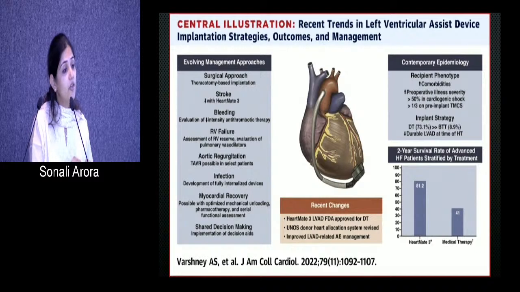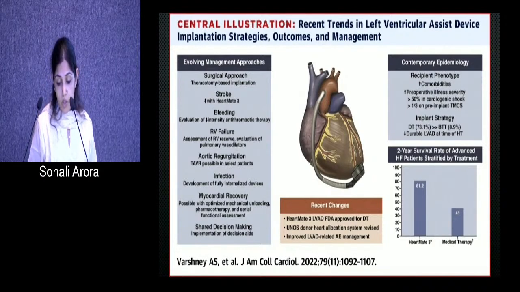So myocardial recovery again is a very, very important area in LVAD research. Shared decision making again is obviously very important in implantation. So these are a few things which are evolving in LVAD implantation strategies, outcomes, and management.